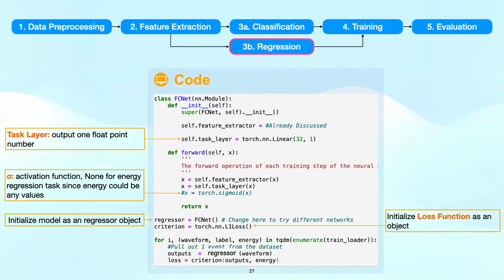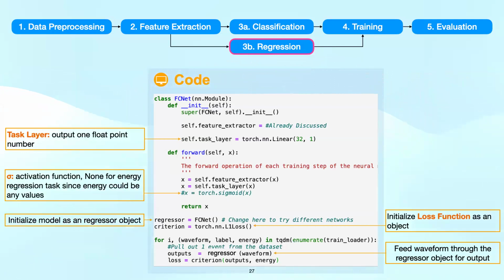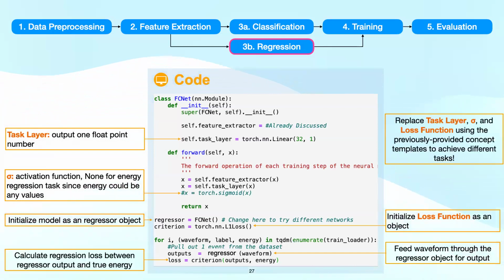Here I'm initializing an L1 loss. And what I'm doing here is I'm feeding my input into my regressor neural network object. So it passes through this forward to return a single value, as you can see here. So that's my output. And then I'm feeding both the output and the energy, which is the label, into this loss criterion to get my loss value. And then when I'm training, I can optimize this loss. I can reduce this loss.